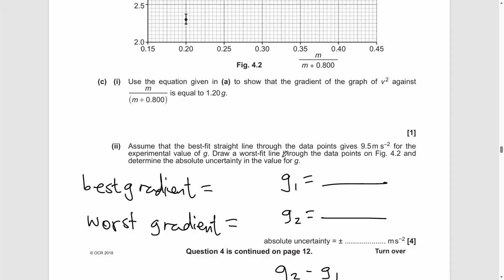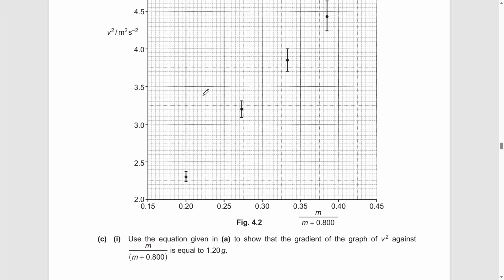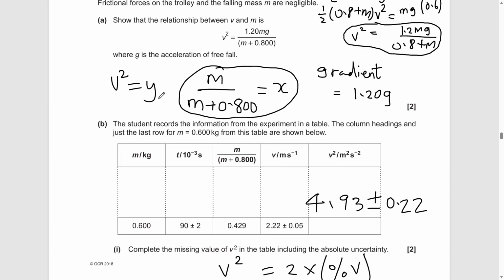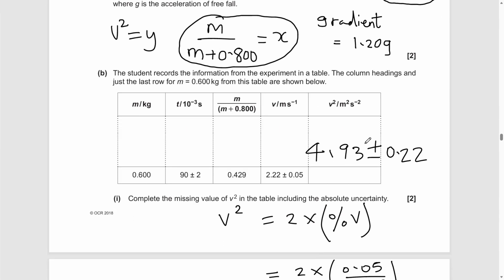For this question, you just need to rearrange and then equate with y equals mx plus c. So this is what I've done here on this side. So y is v squared, m is m divided by m plus 0.8. So your gradient is 1.20g.